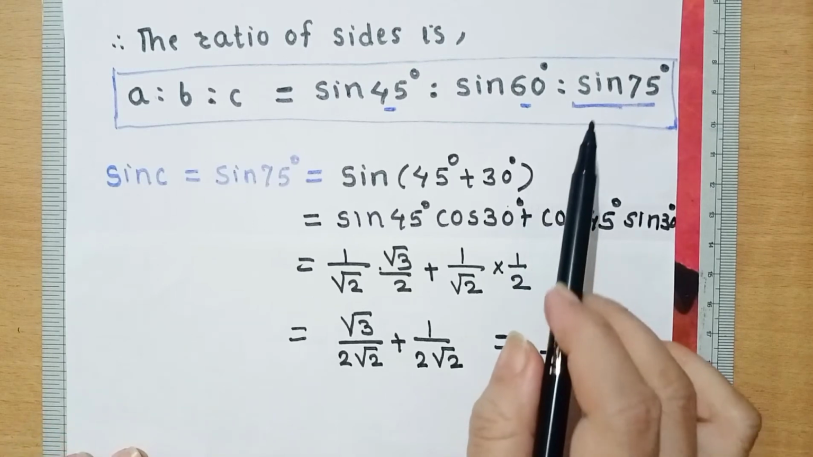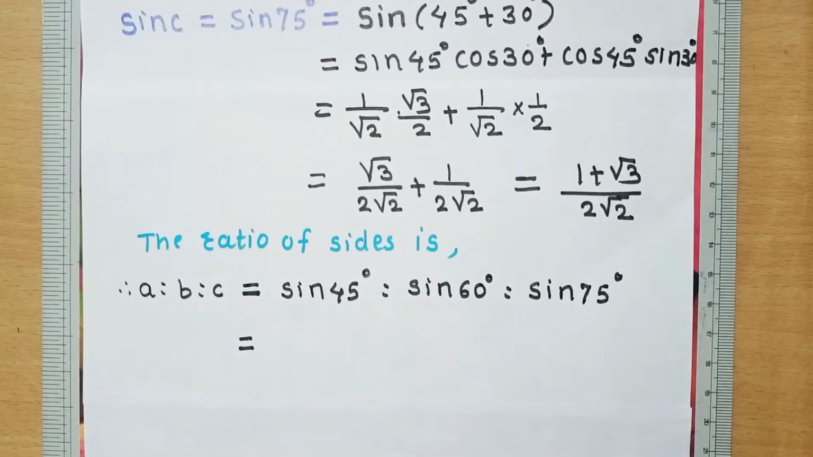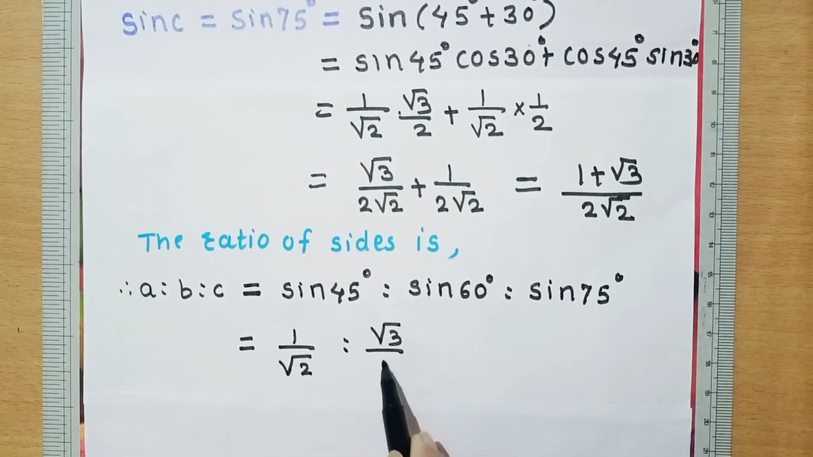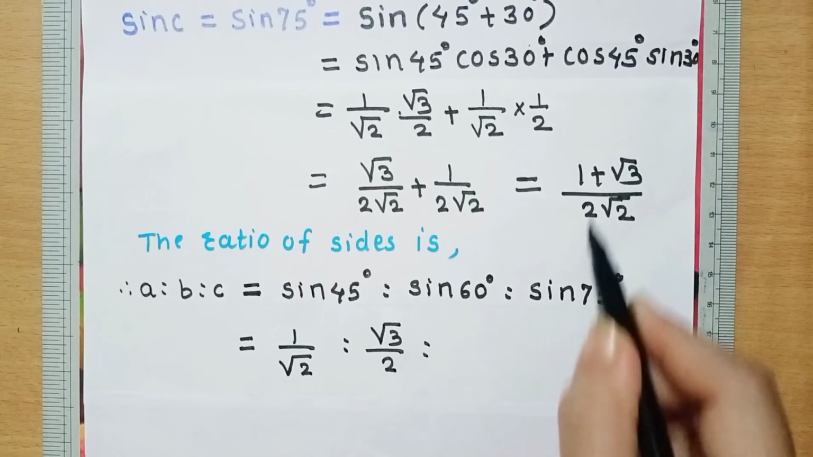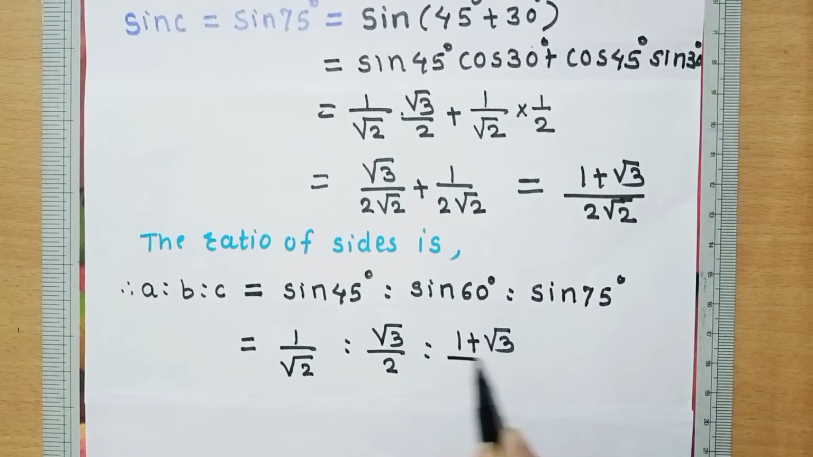And we will substitute this value in this expression we have, and so sine 45 is 1 upon root 2, sine 60 is root 3 upon 2, and sine 75 we have found, the answer is 1 plus root 3 upon 2 root 2.